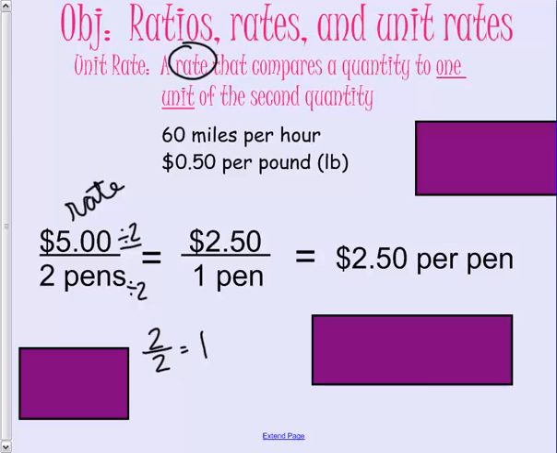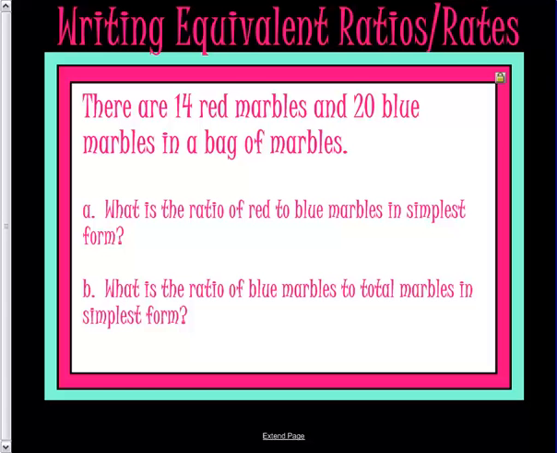Okay, here's some other examples if you want to write them down. 60 miles per hour, 50 cents per pound. Okay, so we've got equivalent ratios and rates here. There are 14 red marbles and 20 blue in a bag of marbles. So what is the ratio of red to blue? Now, we've got 14 and we've got 20. But the key word here is they want us to do this in simplest form, okay?